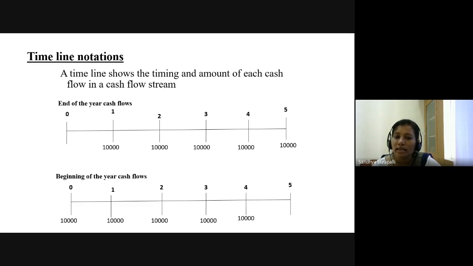Second cash flow I am receiving in the end of second year, but here I am receiving end of first year. Sorry, beginning of first year. Understood? So like that, end of fourth year. Now this is the timeline. This is the beginning of fifth year and end of fourth year. By the end of fourth year, almost 5 years have elapsed.